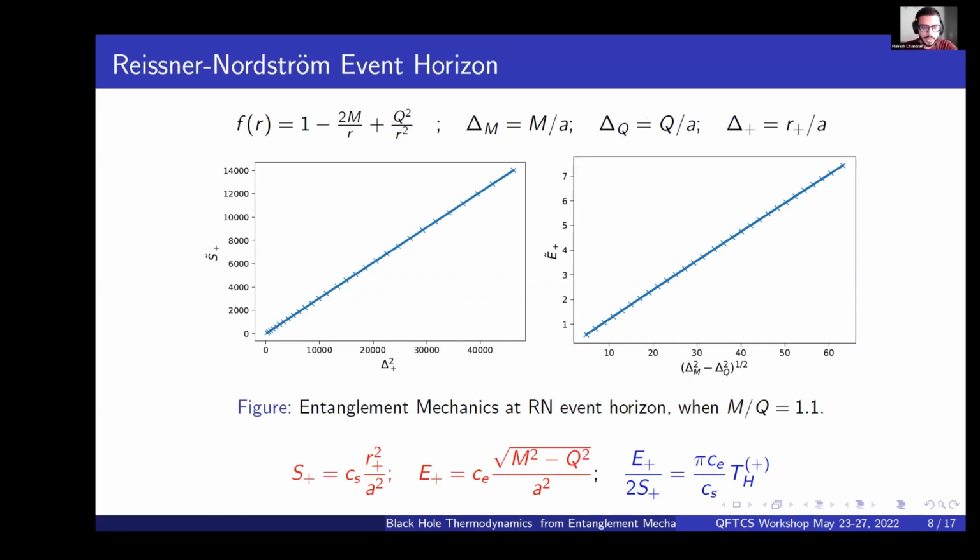Now, if we add more complexity to the situation, we can add a charge and consider the Reissner-Nordstrom black hole, which now has two horizons. Here, in this slide, I have presented the results for the outer horizon, the event horizon of the Reissner-Nordstrom. And what we see is that entanglement entropy follows an area law, no surprise there. But entanglement energy has a scaling relation equal to root of m squared minus q squared. And if we take the ratio of E plus by 2S plus at the horizon, we see that again it is proportional to the Hawking temperature of the event horizon.